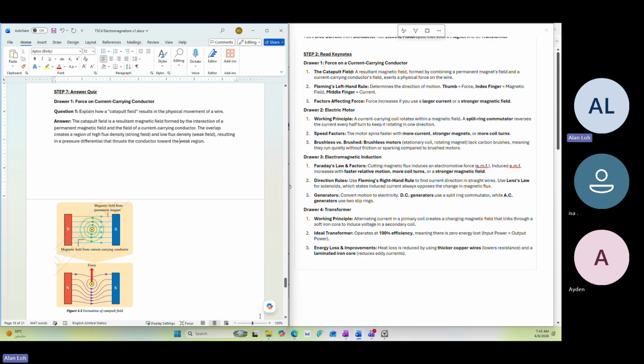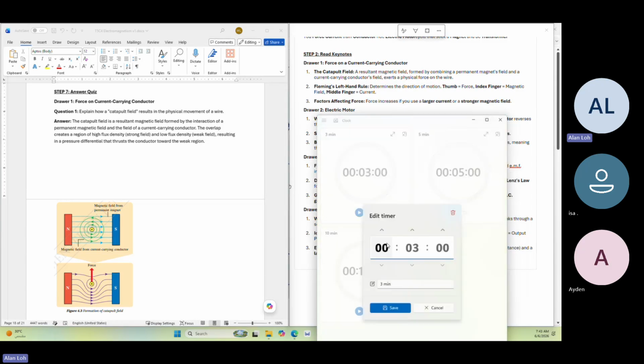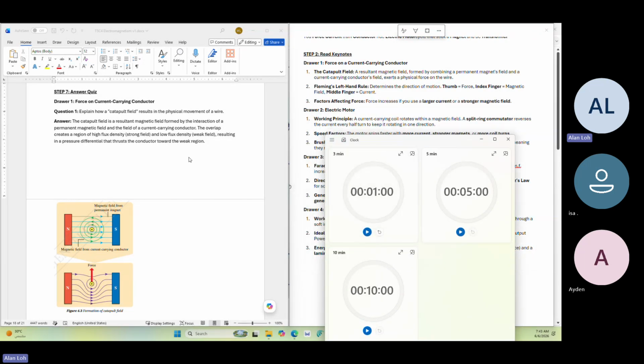So let's take 1 minute to read, then form your answer, and then compare it with the answer that you have here. 1, 2, start.